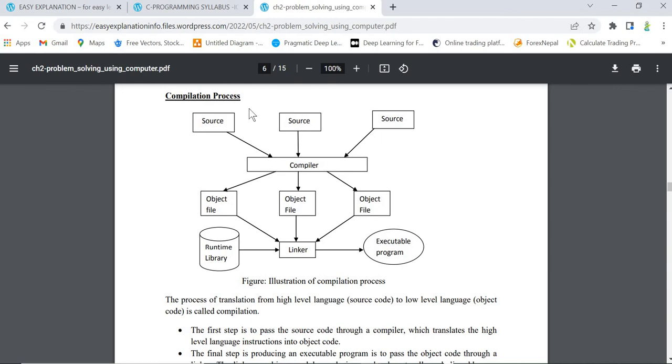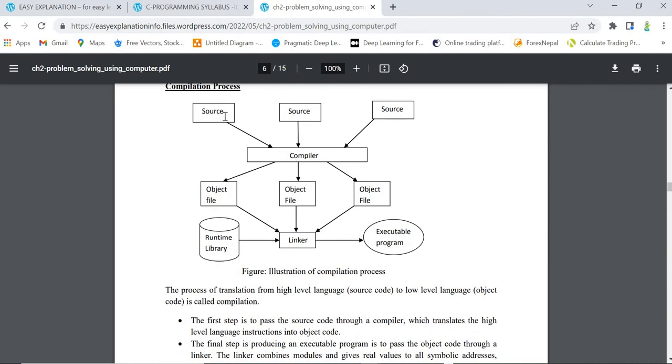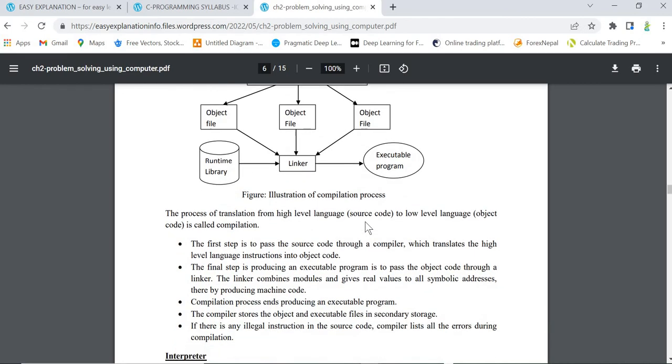For 6 marks they can ask from this chapter, a VVI question. So it comes in exams, so draw this diagram. First there is the compiler, then we give the source code, which is converted into an object file, and it is linked with the runtime library to produce an executable program. So let's see the steps.